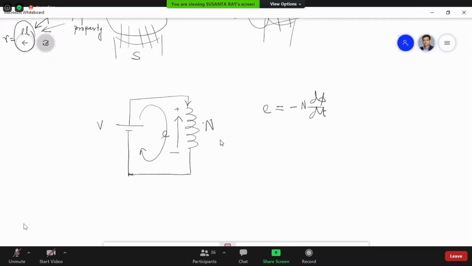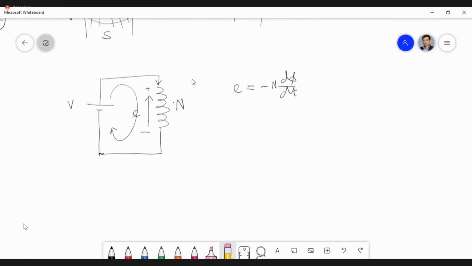So let's start the class with the whiteboard. So in the last class, we drew this circuit where we have a coil of n number of turns and a DC voltage source is applied across it, and we got some voltage. Okay.